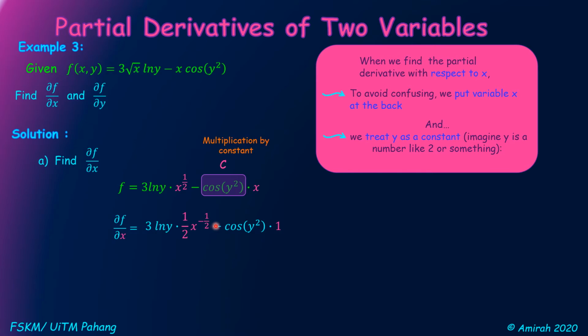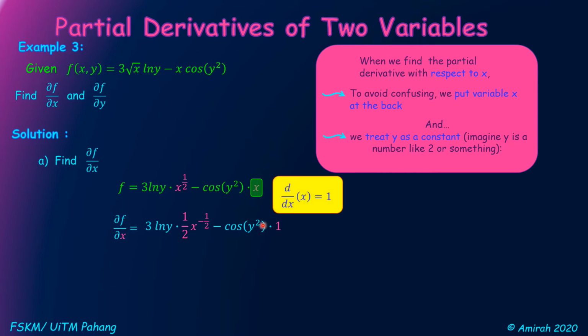Right? And then for the second term, we have multiplication by a constant here. So we just keep the constant in front after we differentiate. And then we just differentiate variable x, because now we find the partial derivative with respect to x. So we differentiate x here, which equals 1. So we put it here. Alright? And after that, we can simplify.